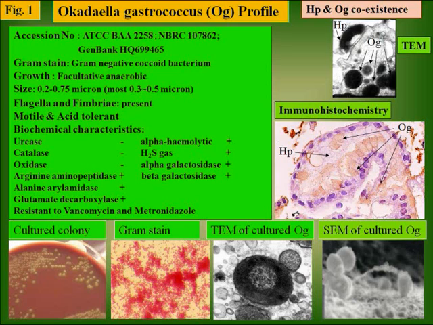It has accession numbers ATCC BAA2258, NBRC 107862, GenBank HQ699465. The bacterium possesses unipolar flagella and fimbriae. It is motile and acid tolerant. The bacteria are urease, catalase, oxidase negative and arginine aminopeptidase positive. Based on our research over past many years, it is intracellular and does coexist always in the Helicobacter pylori and Helicobacter helminthii associated gastrointestinal pathology.